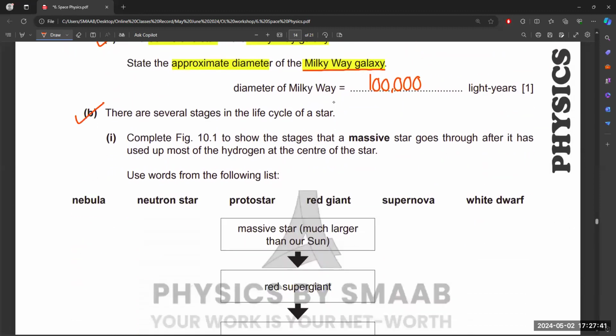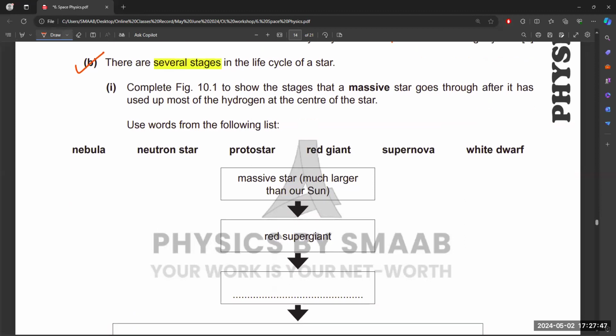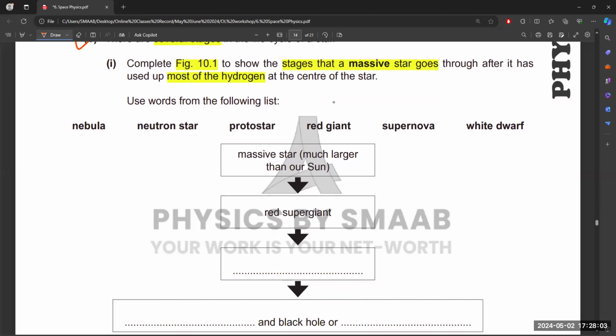In part B, there are several stages in the life cycle of a star. So again, this is a question related to the life cycle, and you have to complete the figure. Names are given that a massive star goes through after it has used up most of the hydrogen at the center of the star. So it started from a massive star, much larger than our sun. Then it converts into a red giant.